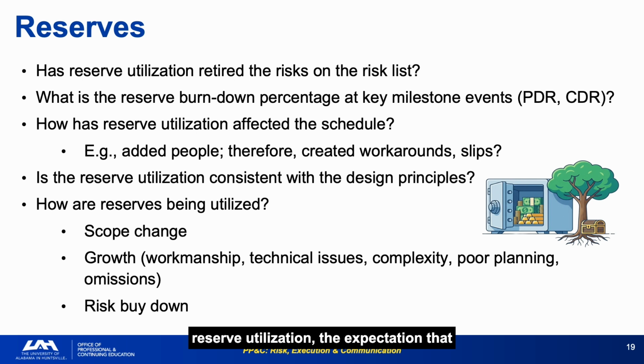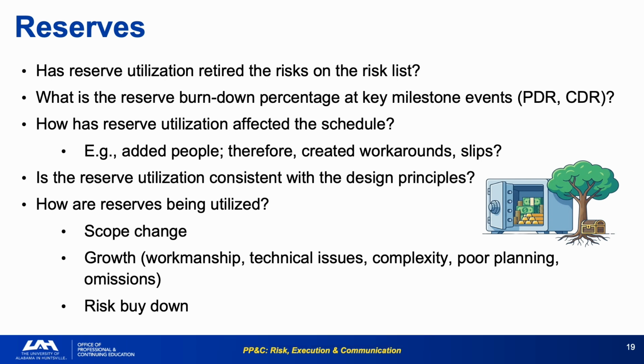Design principles for reserve utilization, the expectation that specific percentages should remain at specific milestones, are the benchmark against which actual burn-down should be compared. Without that benchmark, the burn-down number is context-free. Map every reserve drawdown to a specific risk register item or scope change. A reserve that cannot be traced to a specific source has been consumed for growth, which means the risk posture has not improved despite the spending.